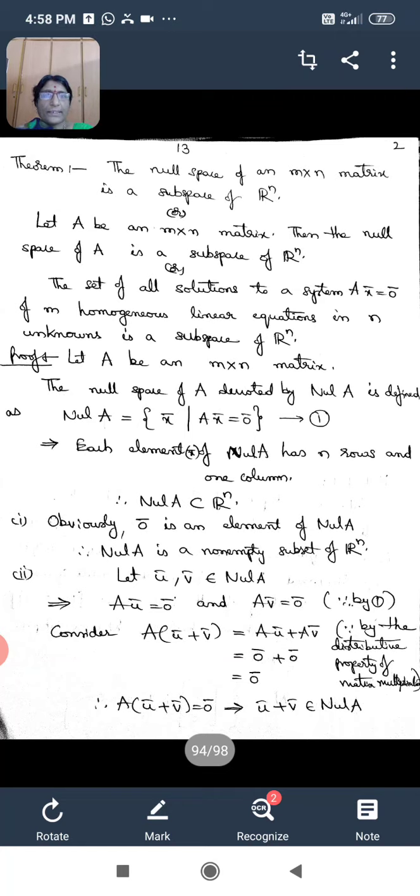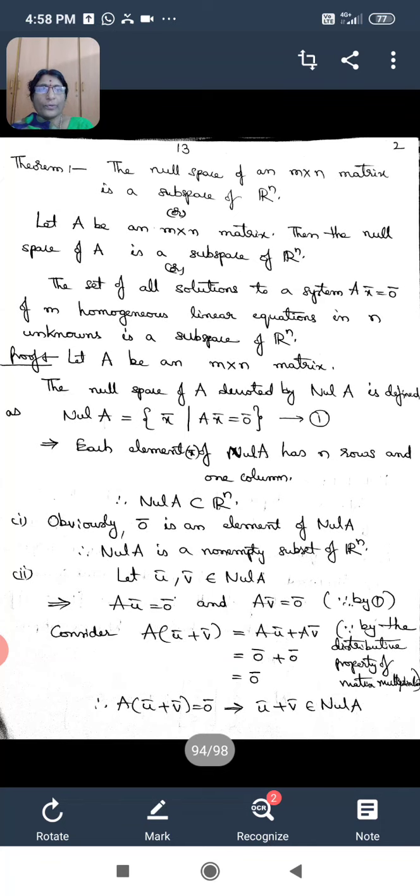And the third condition states that if u bar is any vector in null A and C is any scalar, then to prove that null A is a subspace of Rn, we have to prove that C u bar, the scalar multiple of u bar by the scalar C, is also in null A. If we show that C u bar is also in null A, then we are through. That shows that null A is a subspace of Rn.